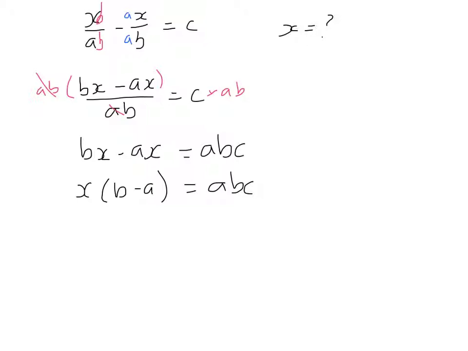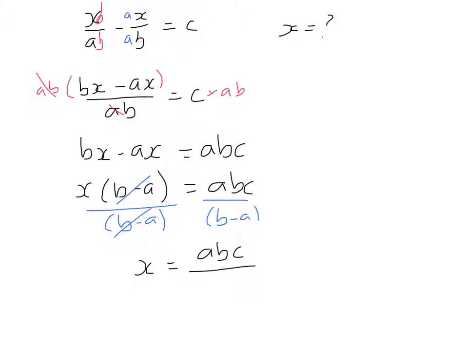Now for the left hand side we want to leave x on its own, so we're going to divide both sides by that bracket, B take away A. And that will then cancel that down. Leaves us with x equals ABC divided by B take away A. And that's the answer to that. Now with that last term there, ABC on the top, it could be written as ABC or CAB or CBA. It doesn't matter, they're all multiplied together, so it doesn't matter which way you particularly write them out.